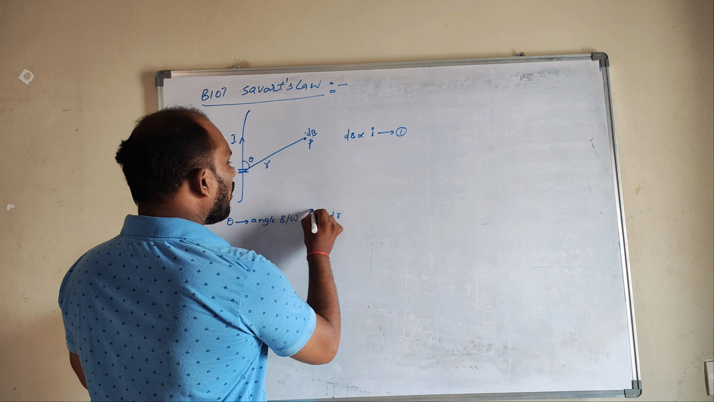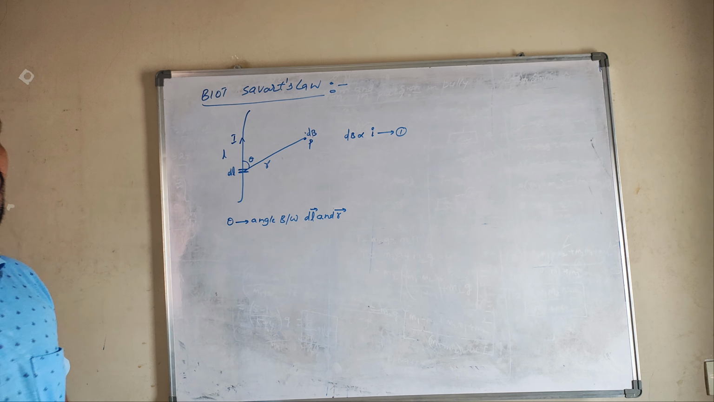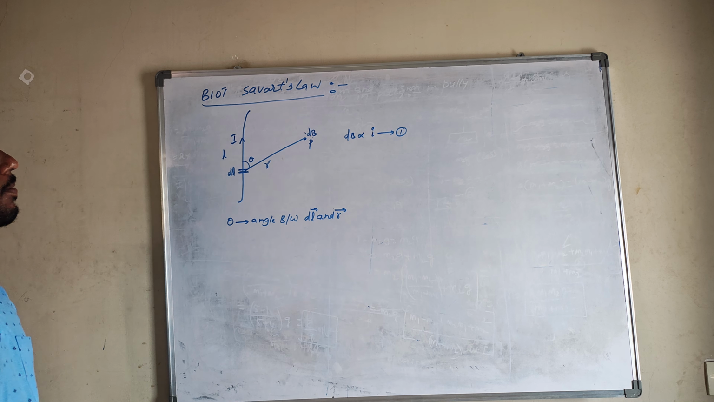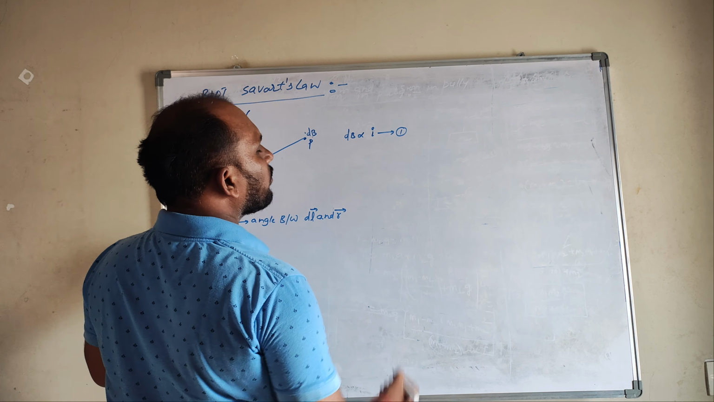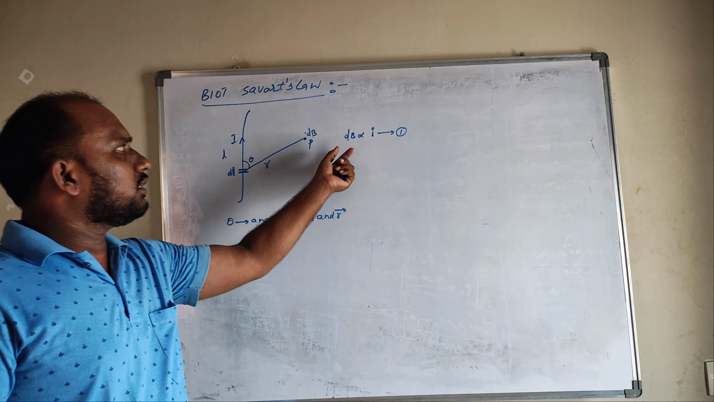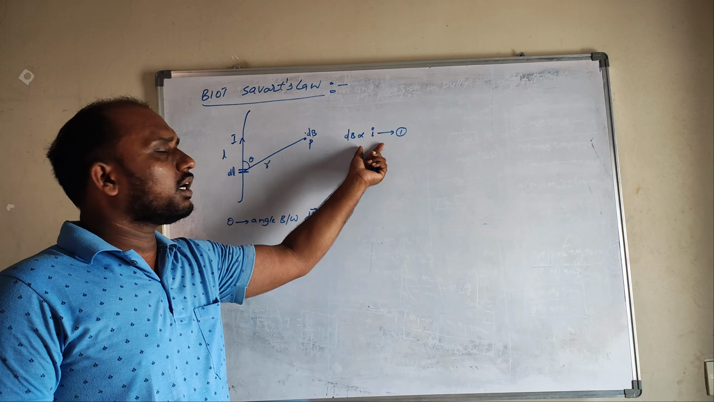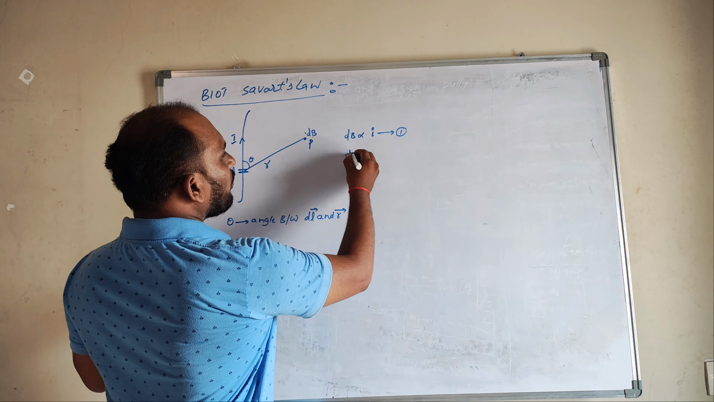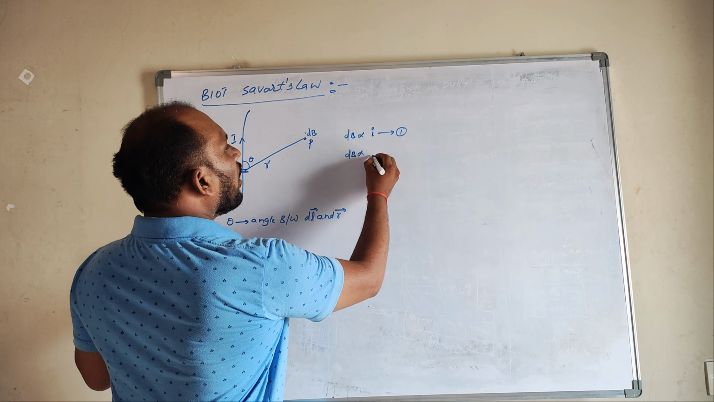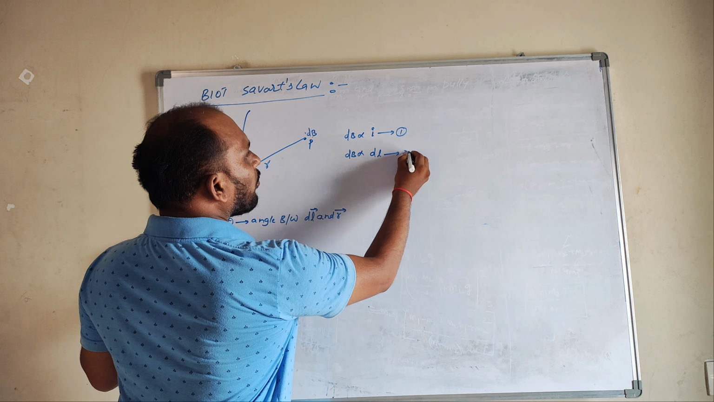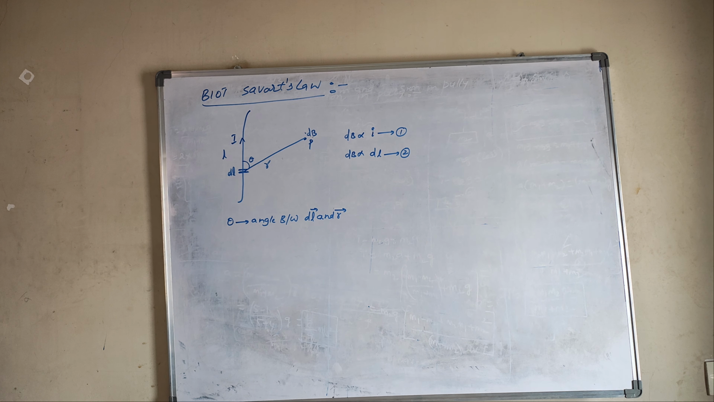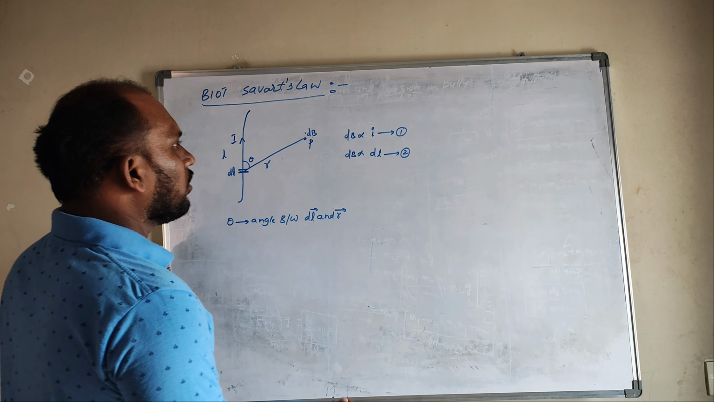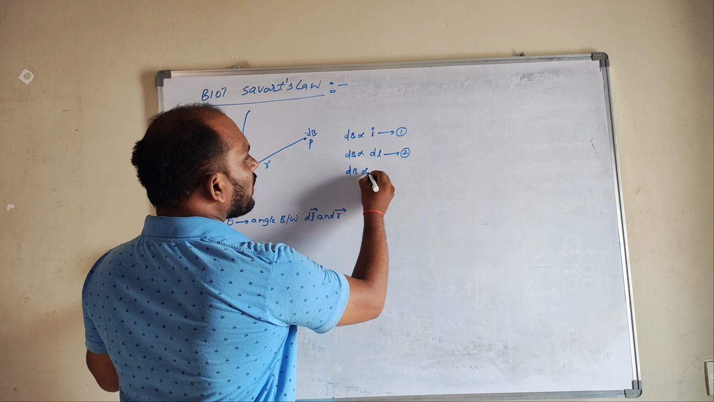Actually dl is a vector and r is also a vector. Length is a scalar, but here we take the length element as a vector. So dB is directly proportional to I, which means if the current increases, the magnetic field also increases. According to Biot-Savart's law, dB is also directly proportional to dl. So when the length is increased, the magnetic field produced by the current-carrying conductor also increases. And dB is directly proportional to sin theta.